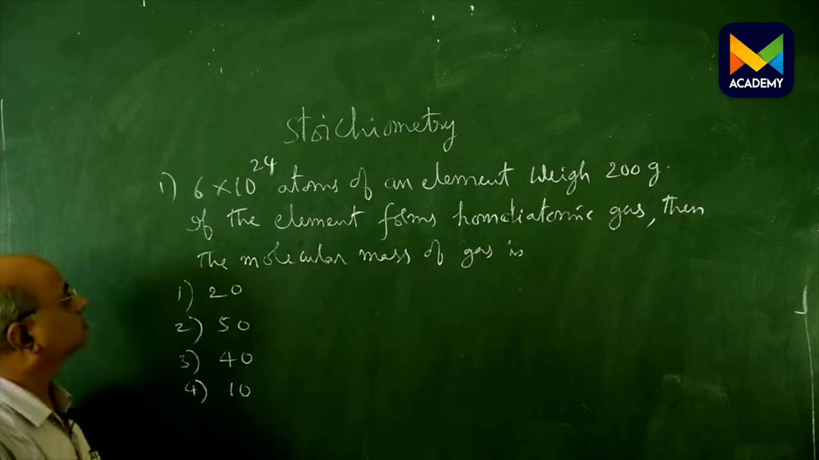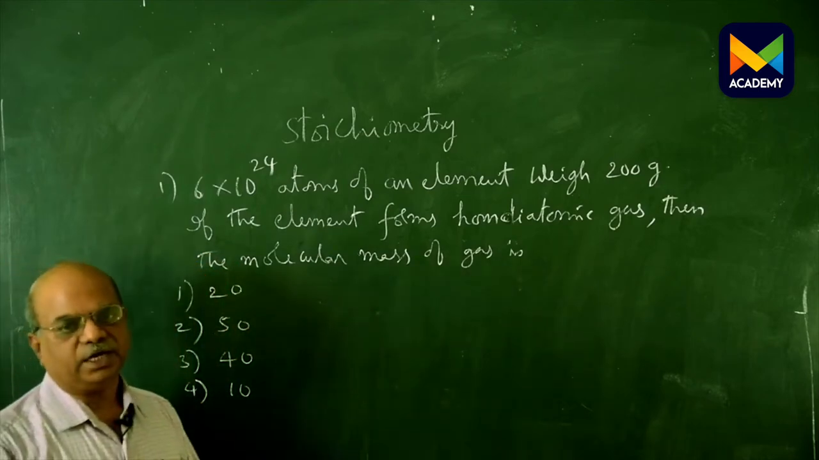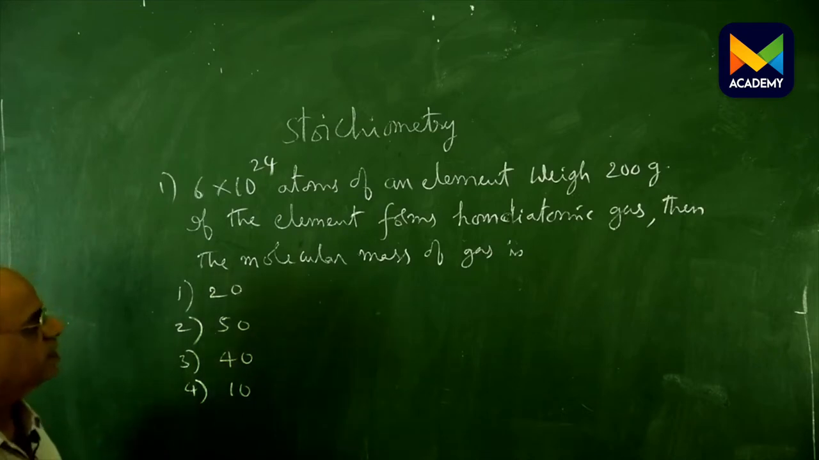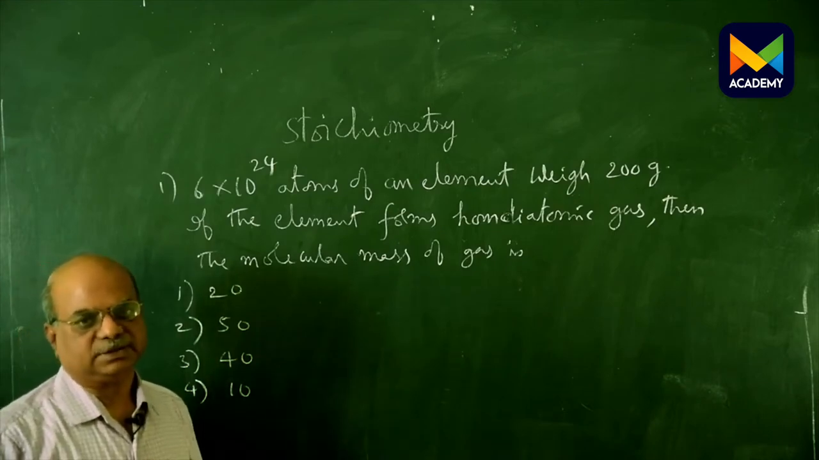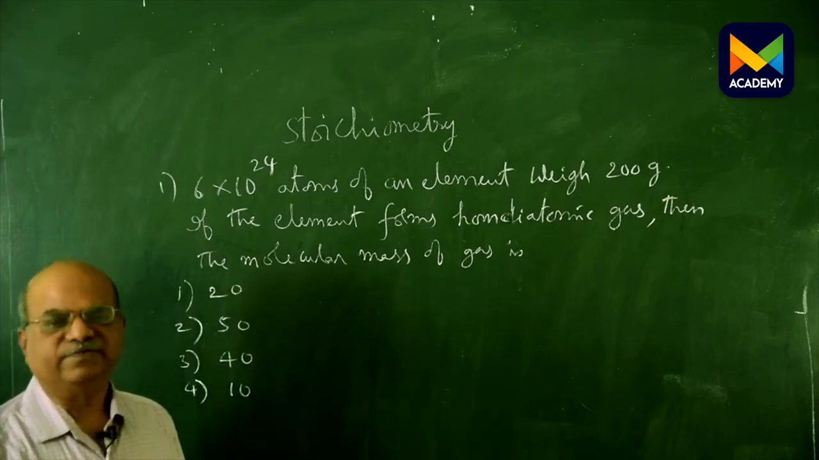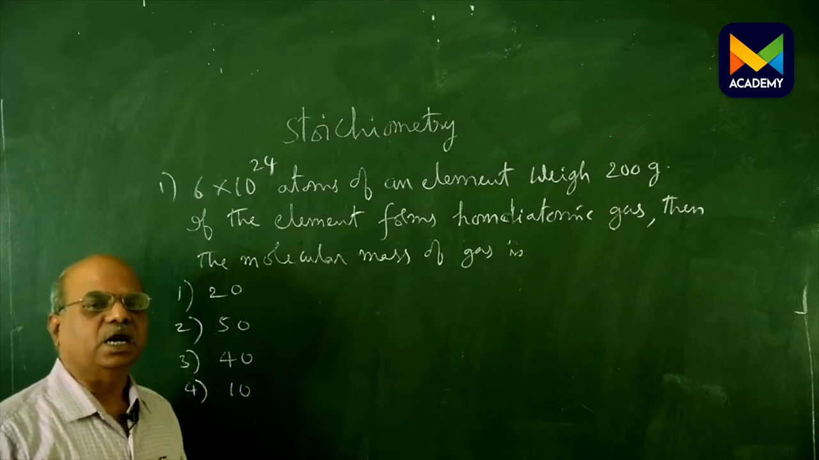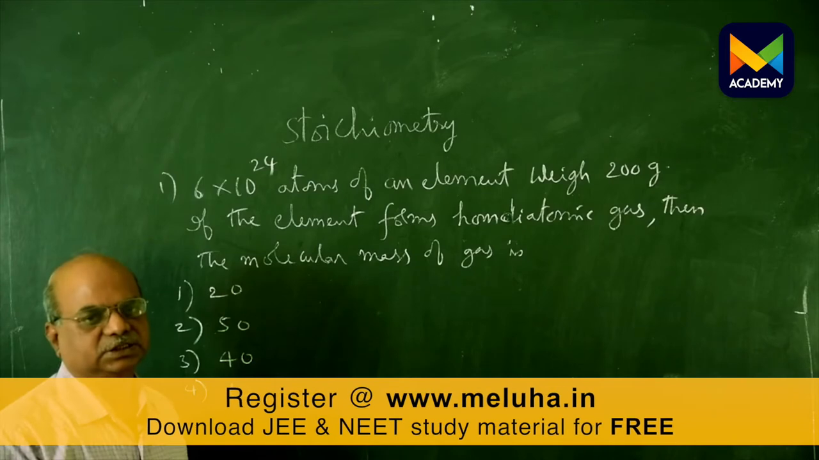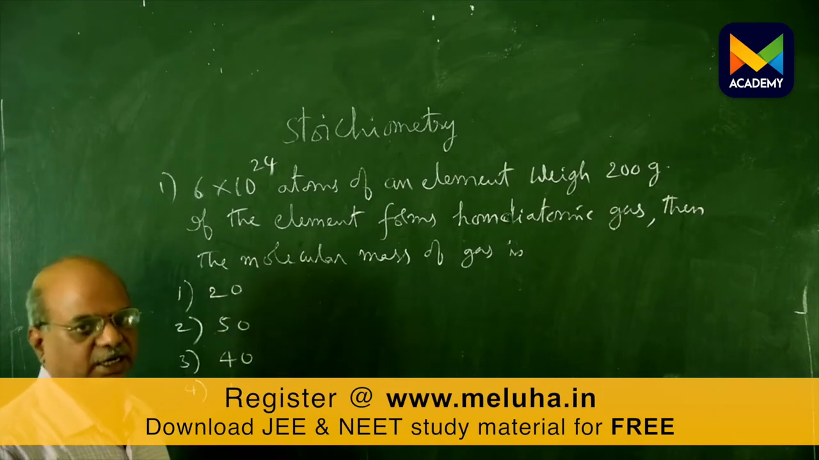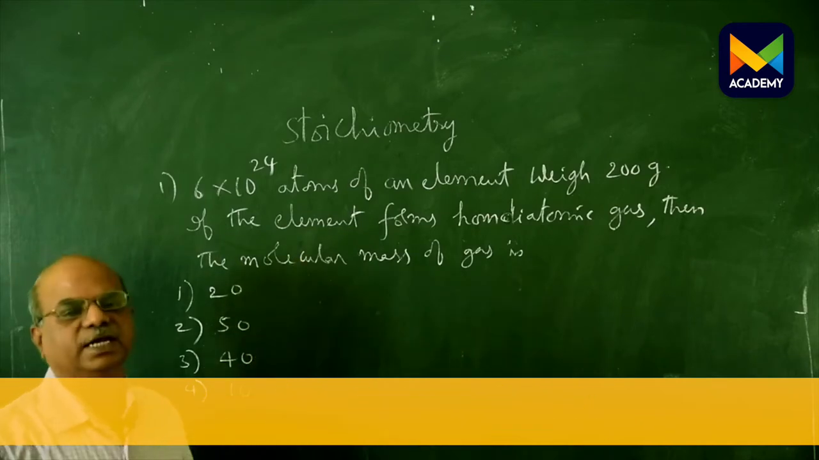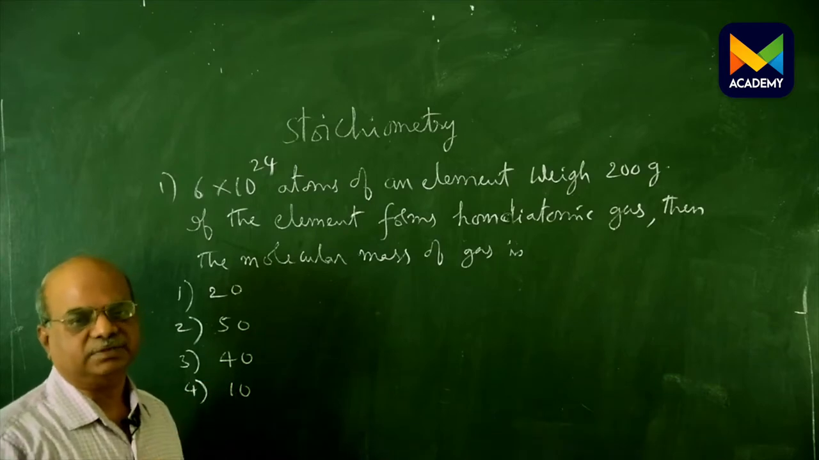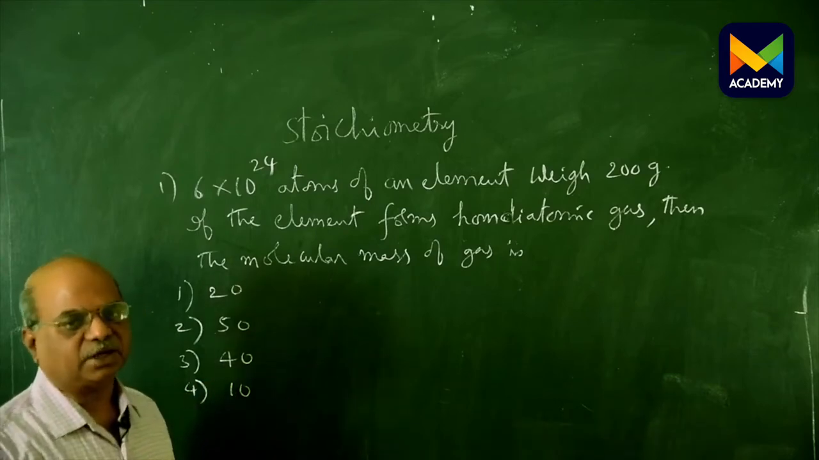So let us see the question. 6 into 10 power 24 atoms of an element weigh 200 grams. If the element forms a homodiatomic gas, then the molecular mass of the gas. When mass and the number of particles is given, we can find out atomic mass. Reason, 1 gram atomic mass of any element contains Avogadro number of atoms, that is 6.023 into 10 power 23 atoms. If 6 into 10 power 24 atoms have a weight of 200 grams, 6 into 10 power 23 atoms can have how much mass? That becomes its atomic mass.